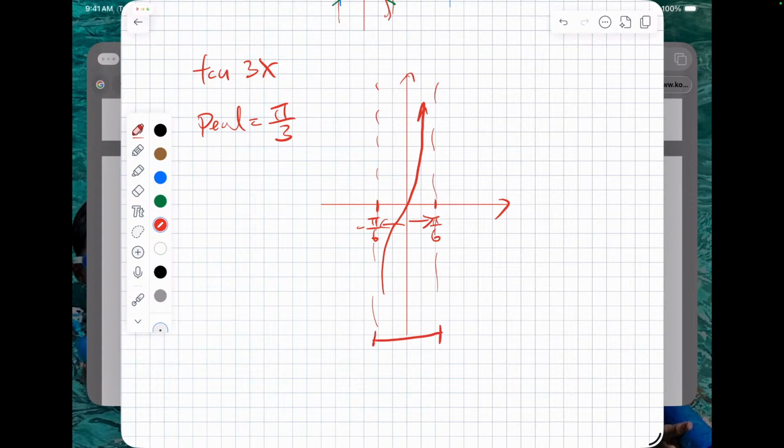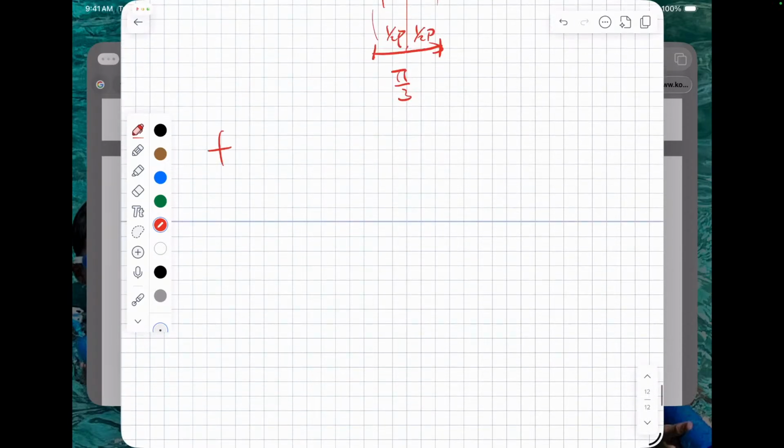From here to here, it has to be pi over 3. Now remember, from here to here is a half a period. So it's pi over 3 divided by 2, so it'll be pi over 6. Is that okay? So I want you to graph this one: tangent of 3/4 x.